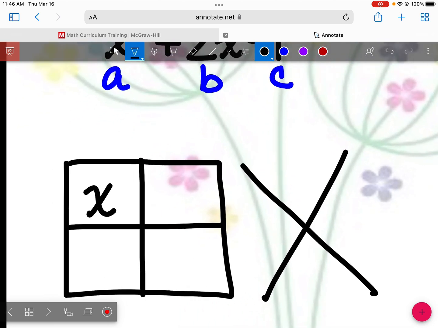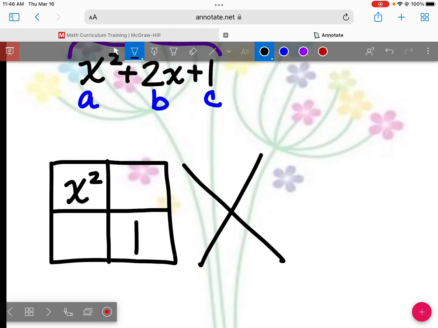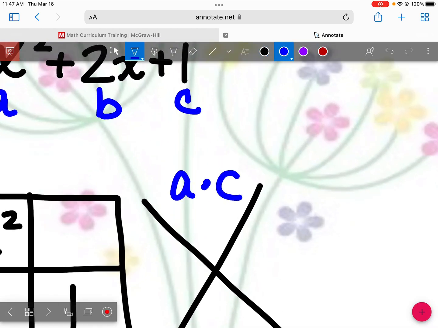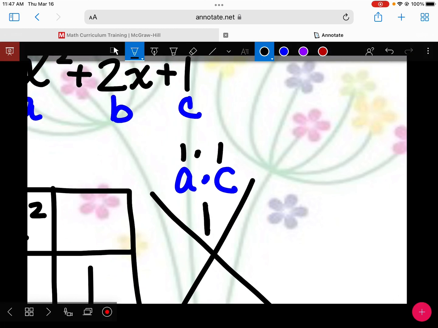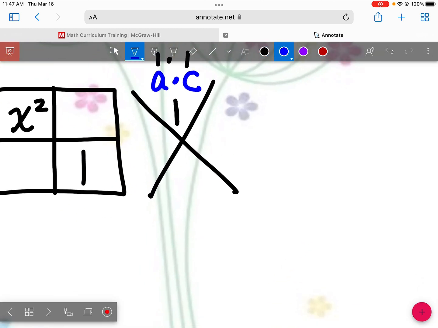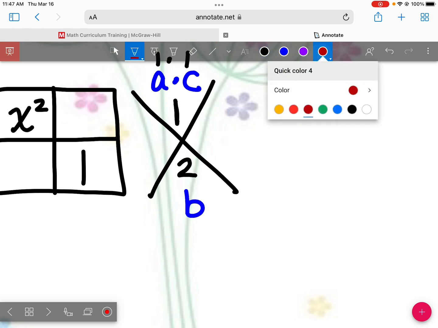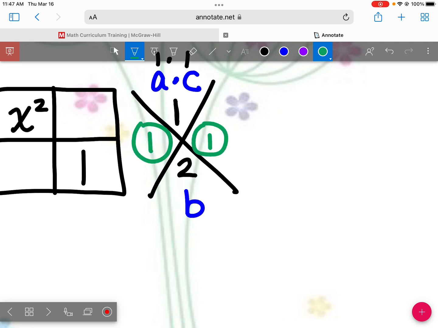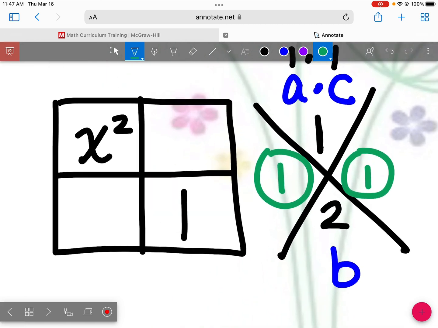All right, so I have x squared here. I have 1 down here. We have to multiply A and C together. What do I get when I multiply A and C together? 1, because I have 1 times 1. I need two numbers that multiply to 1 but add to 2, our B term. What multiplies to 1 but adds to 2? 1 and 1. Because we could find those numbers, this is factorable. So I have 1x and 1x.